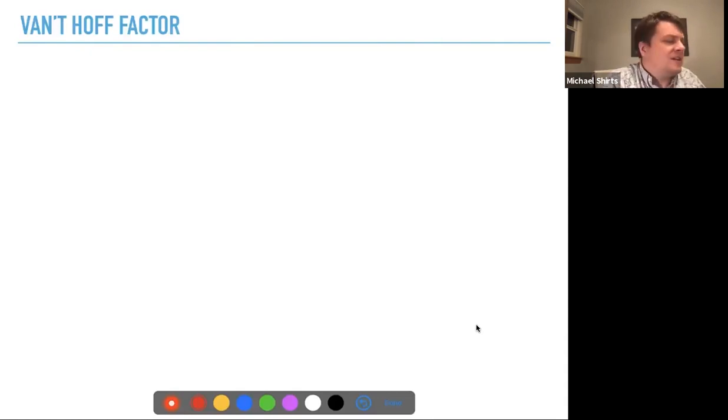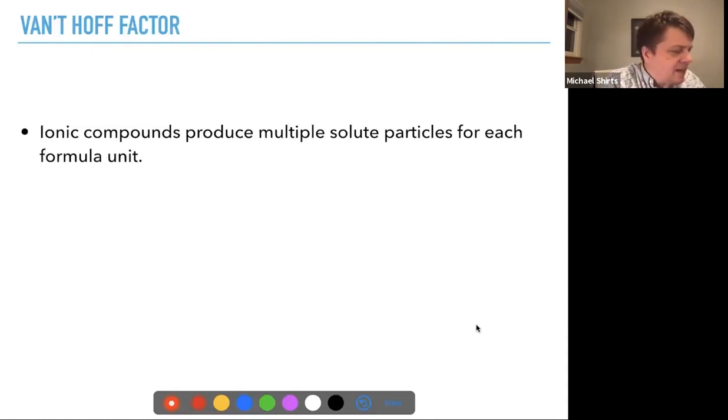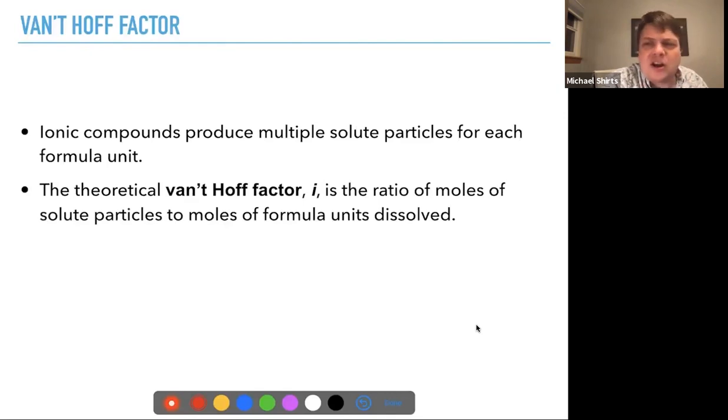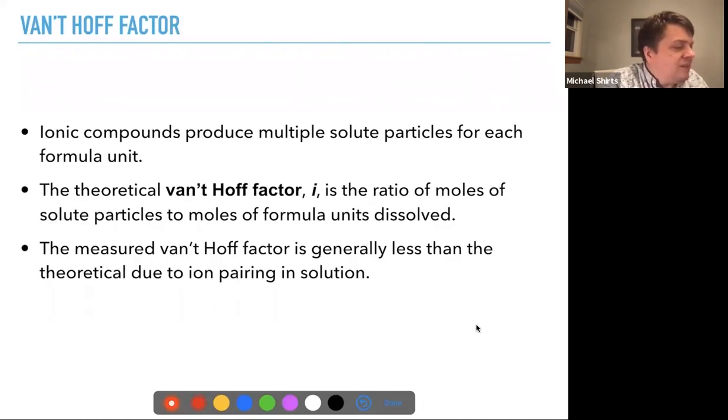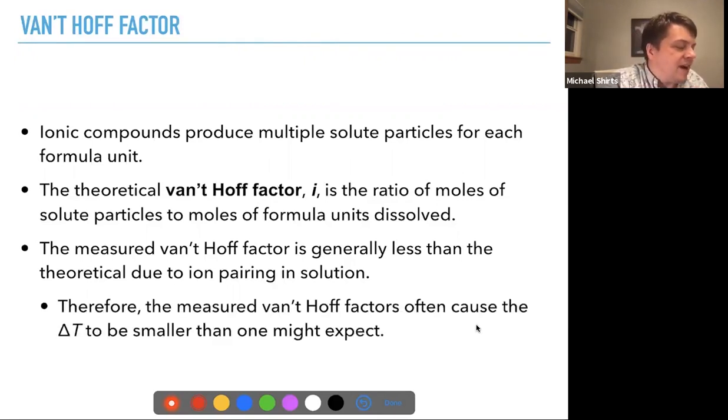It turns out that in a solution you don't always get quite as many as you thought you would. The theoretical Van't Hoff factor is the ratio of moles of solute particles to the moles of formula units dissolved. But it's generally less than theoretical due to ion pairing in solution. Although the ions are surrounded by water, they don't always entirely move away. They have a tendency to cluster next to each other. And so the measured Van't Hoff factor often causes the delta T to be smaller than one might expect.